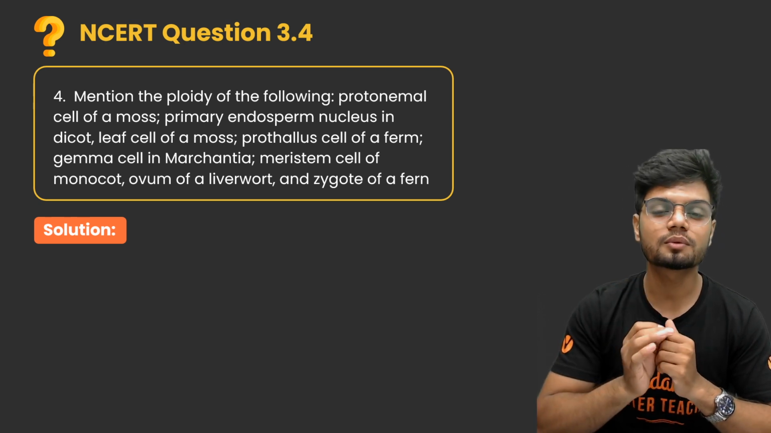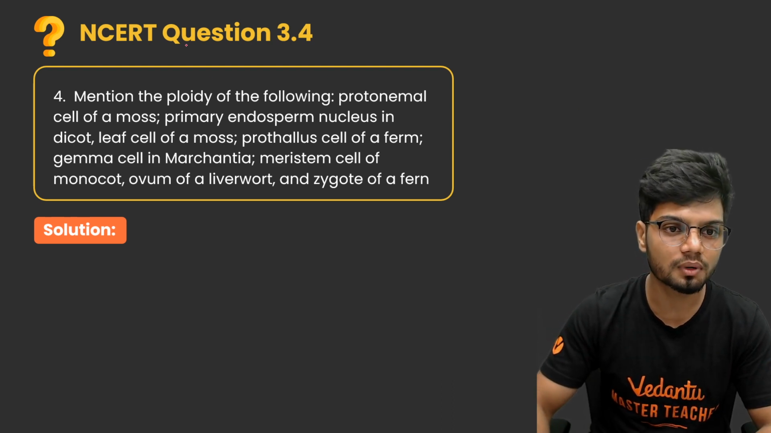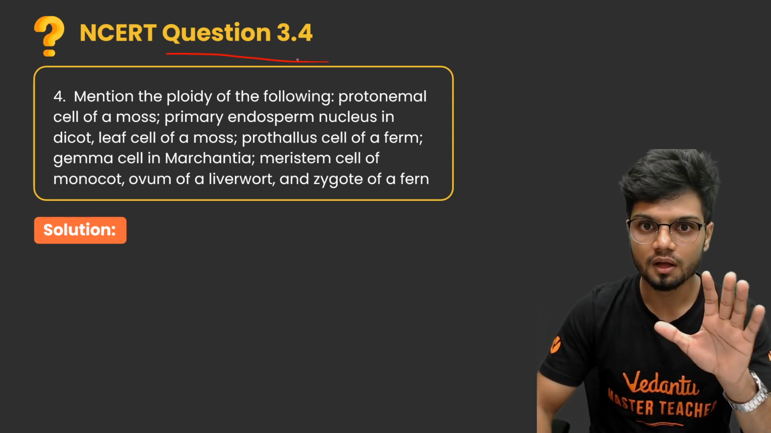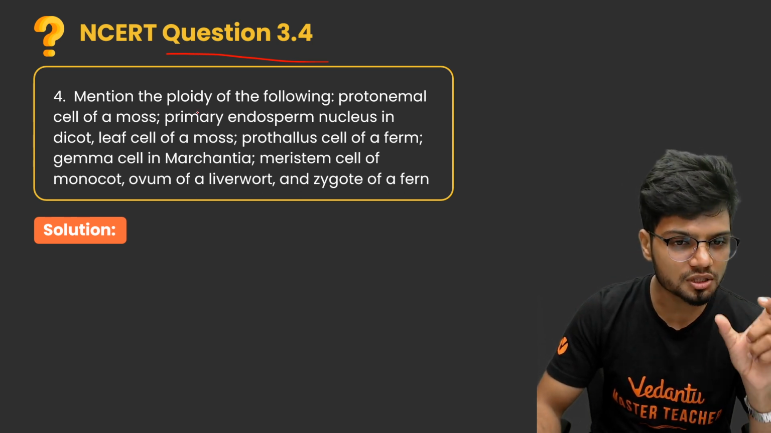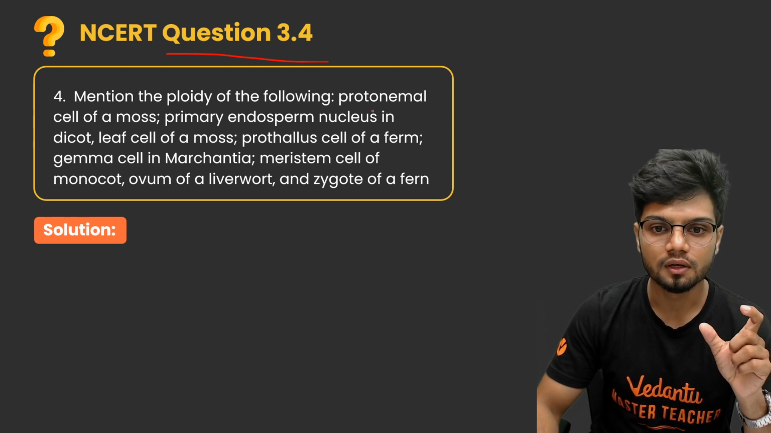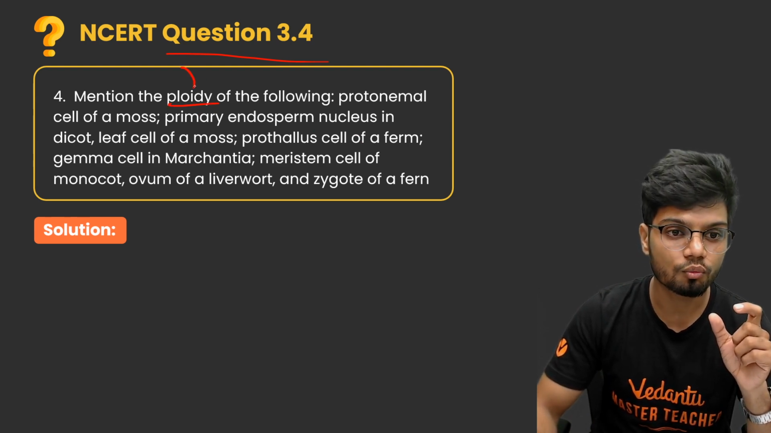Today we have a question from the chapter Plant Kingdom, question number 3.4. Let's quickly read the question and try to solve it. They're asking you to mention the ploidy of the following. Ploidy is the number of chromosomes.